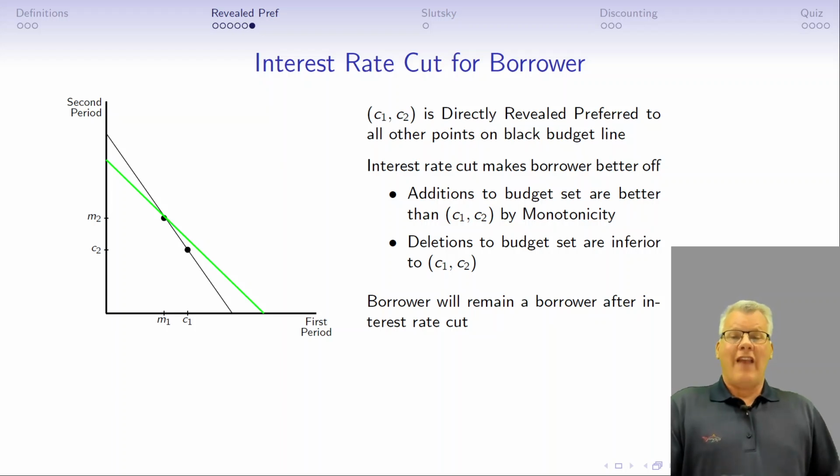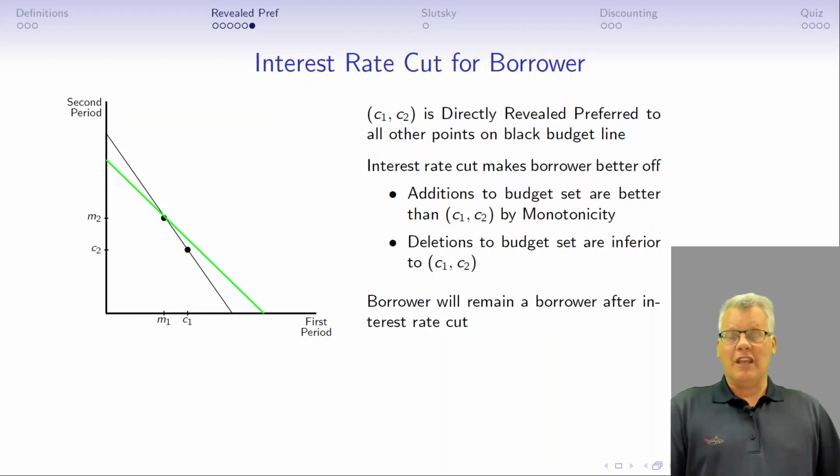So we've added points that are better by monotonicity. We have deleted points that are worse by revealed preference. So we know that the borrower is made better off by an interest rate cut. Much for the same reasons, we could say that the saver was made better off by an increase in the interest rates. We can also say the borrower will remain a borrower after the interest rate cut, right?